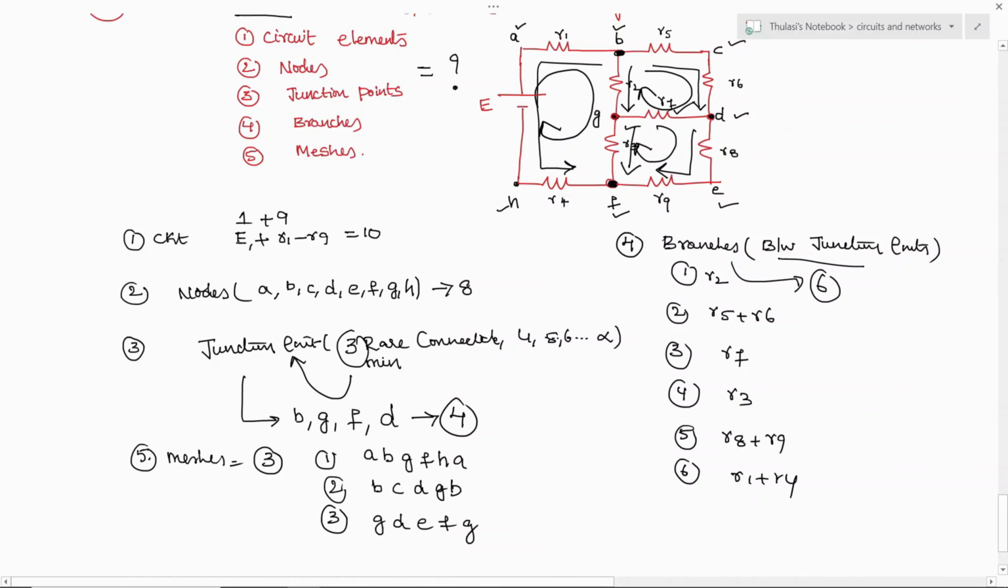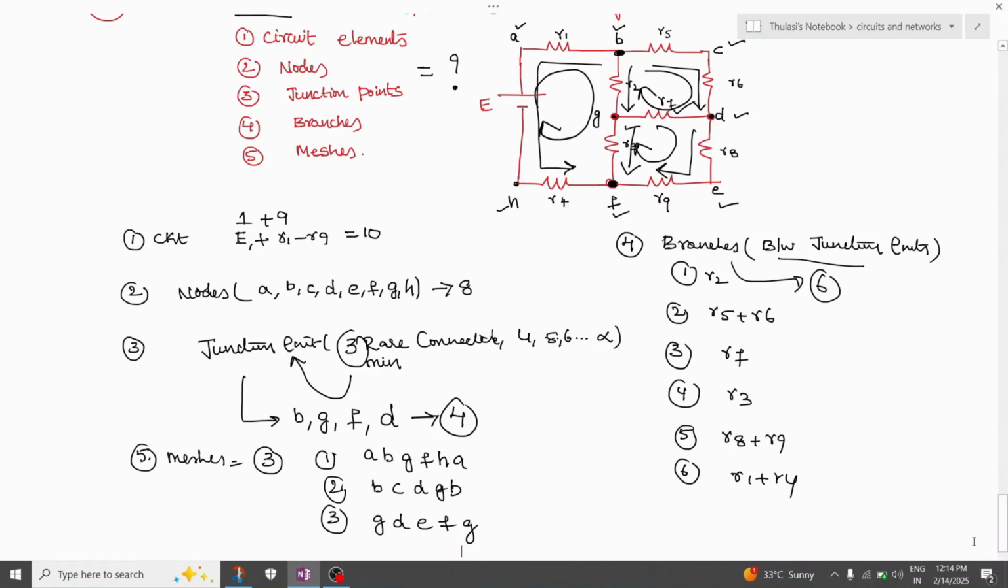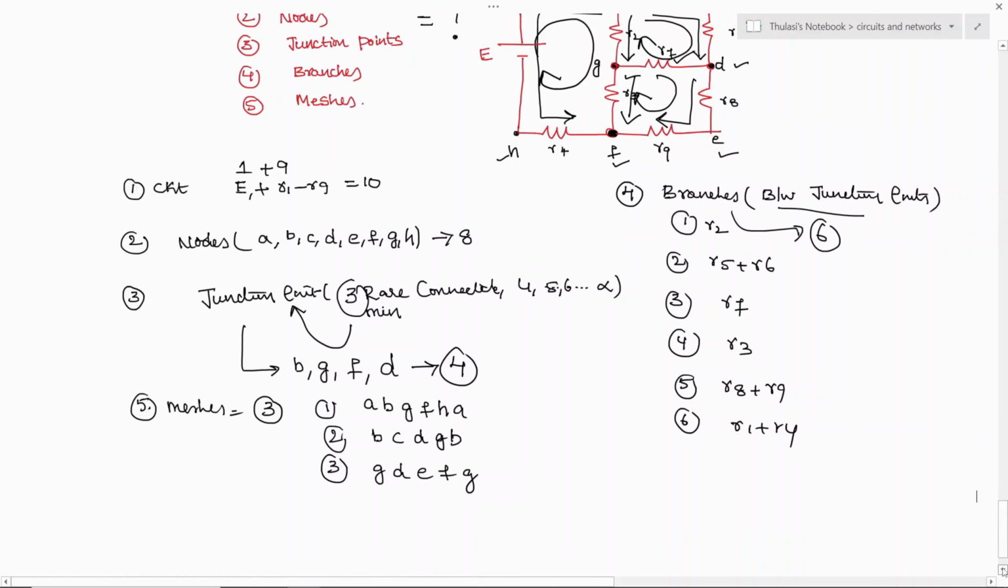The formula for the number of meshes is also like this. The number of meshes is equal to branches minus junctions minus 1. How many branches are there? Already we calculated, 6 branches. How many junctions are there? 4, minus 1. So which is 6 minus 3. So we are going to have 3 meshes. Already it is proved, no need to re-verify. 3 meshes are there.